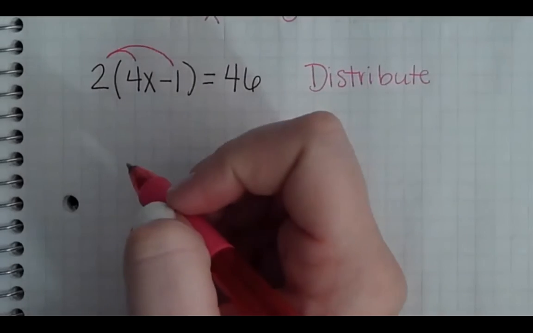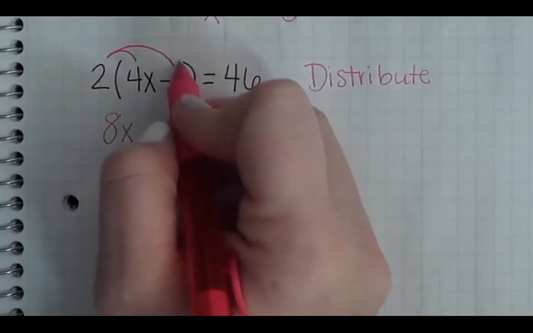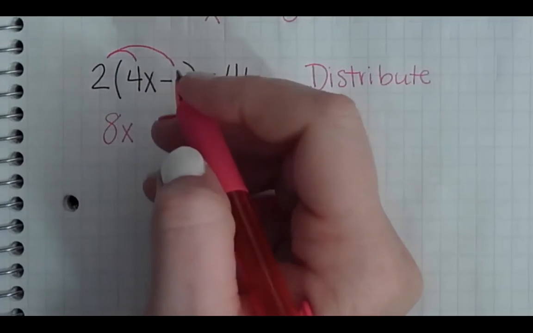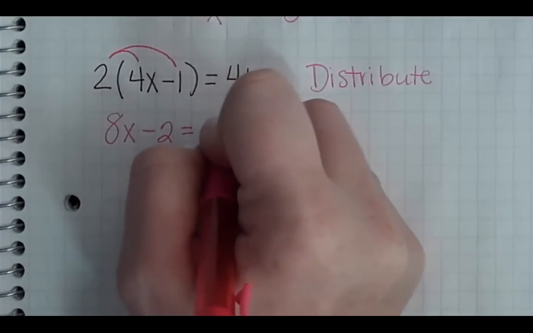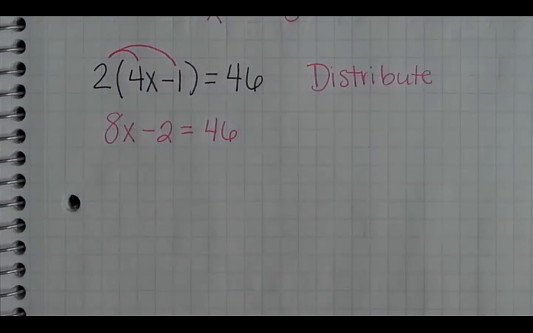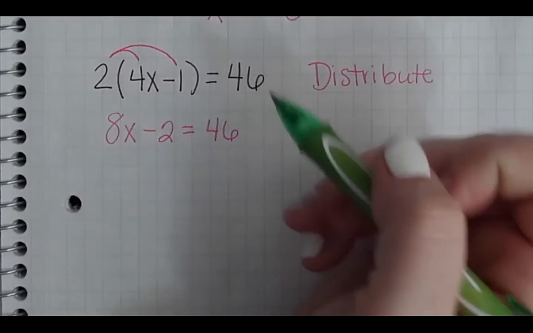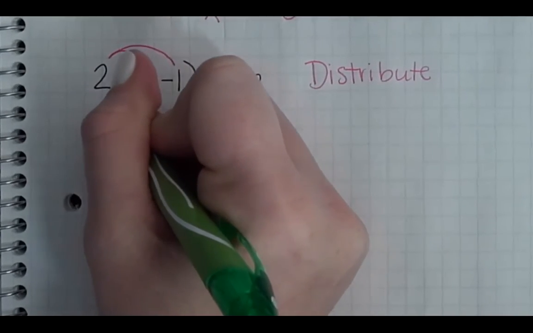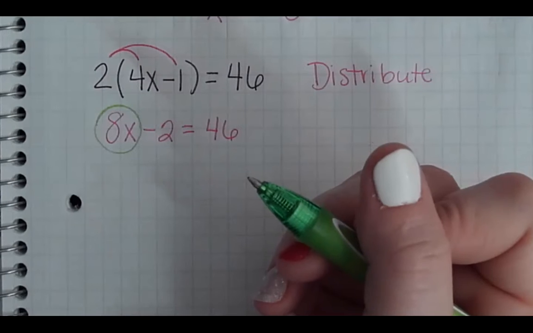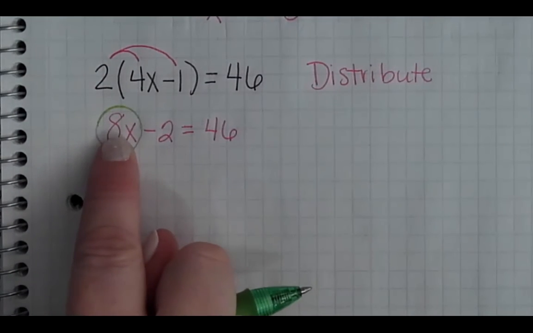What is 2 times 4x? 8x. What's 2 times -1? Don't forget the negative. -2 equals 46. Okay, now what would I need to do? Ooh, that green's hard to see, isn't it? Oh, I guess it's not too bad. So we're trying to get the 8x by itself.